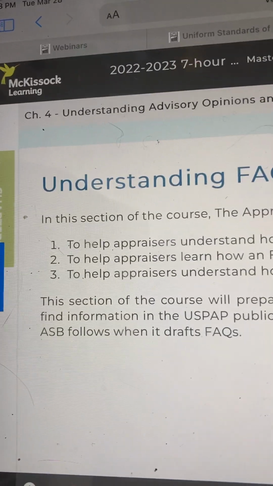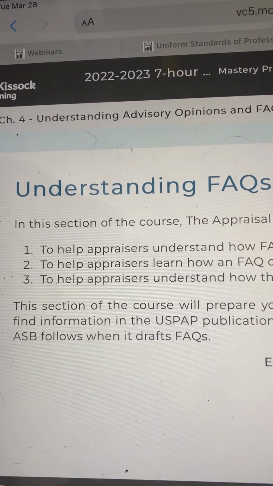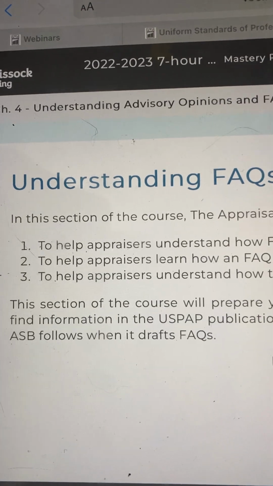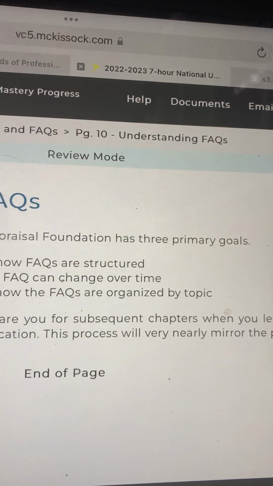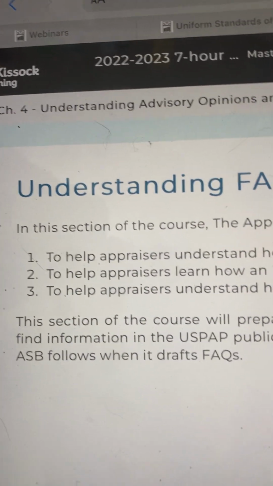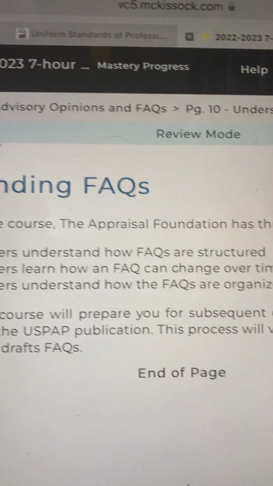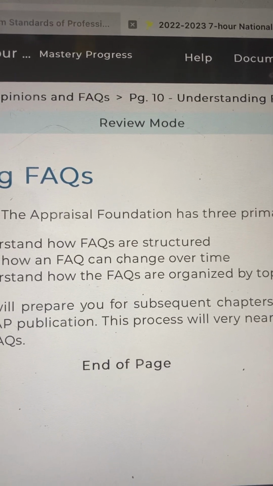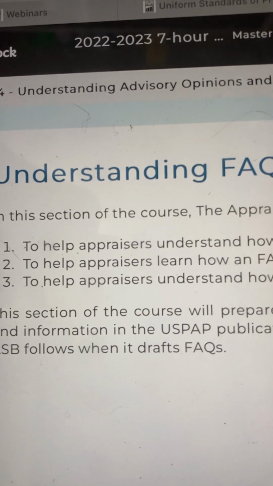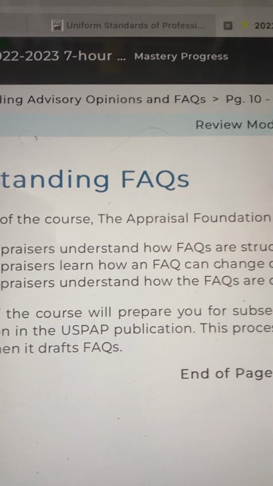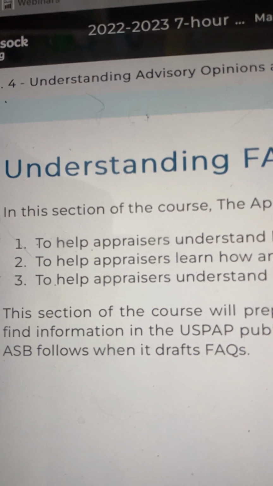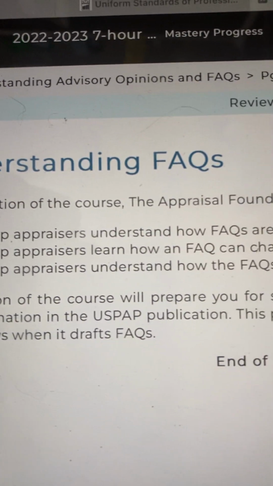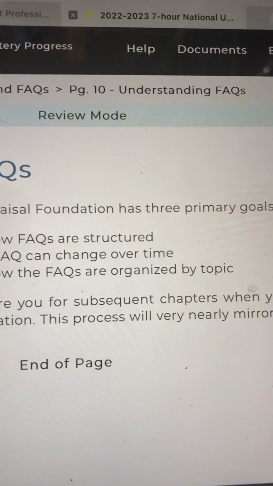Page 10. Understanding FAQs. In this section of the course, the Appraisal Foundation has 3 primary goals. Number 1, to help appraisers understand how FAQs are structured. Number 2, to help appraisers learn how an FAQ can change over time. And number 3, to help appraisers understand how the FAQs are organized by topic.